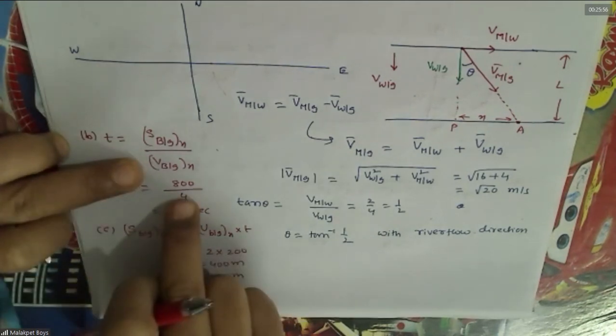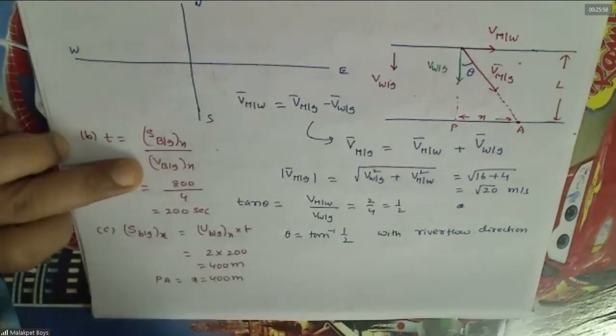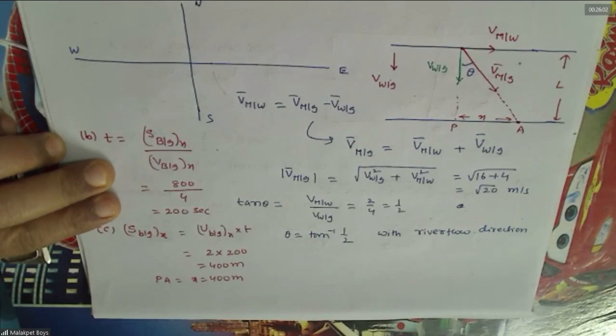Correct or no? Sir, we are getting 20, no, sir. Correct or no? But velocity of boat with respect to ground is root 20, no, sir?